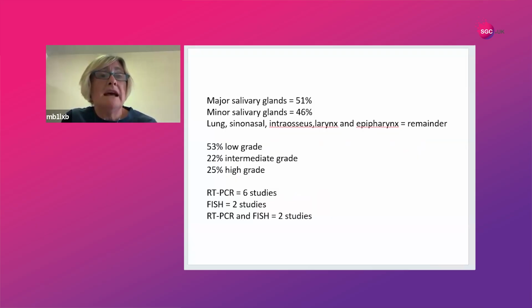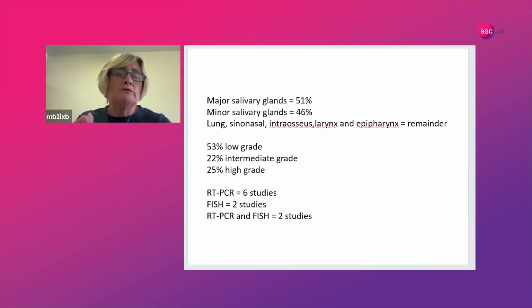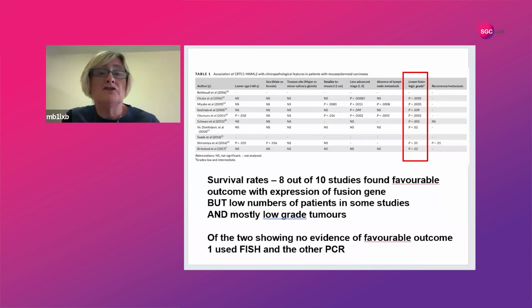And that has an implication for survival rates. Grade is a good marker of survival rates. If all of your tumors are of one grade, then you're skewing the results somewhat. And they were carried out mostly with PCR or FISH studies. Next slide, please. And as I just said, most of the studies came from favorable outcomes, but they were from low numbers of patients, and mostly low-grade tumors. So you're kind of skewing the results rather than getting a good overall picture.